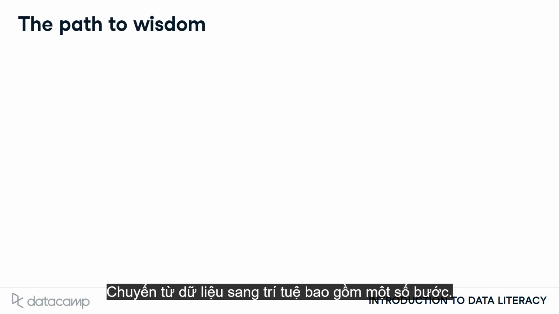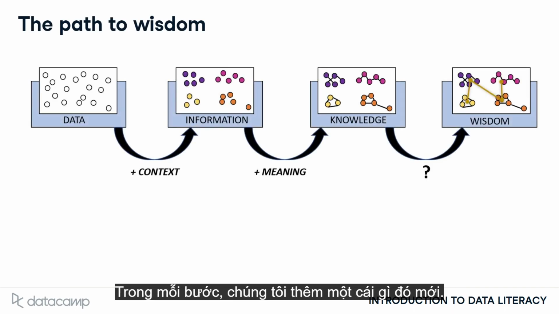Getting from data to wisdom involves several steps. In each step, we add something new. Going from data to information, context is added. Going from information to knowledge, meaning is added. However, the step from knowledge to wisdom is a big leap.